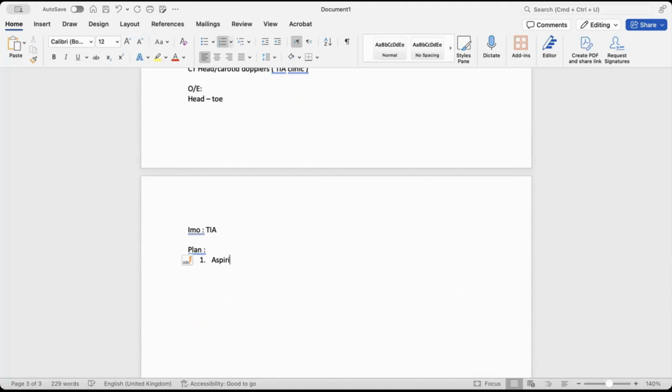We're going to give aspirin. What is the dose that we're giving? Aspirin 300. Yeah, that's right. Loading dose, 300 milligrams, and TIA clinic. This is a patient coming within 24 hours, so he needs to be seen within 24 hours. Does anyone know the specific guidelines? Who is seen within 24 hours? Who's coming in?